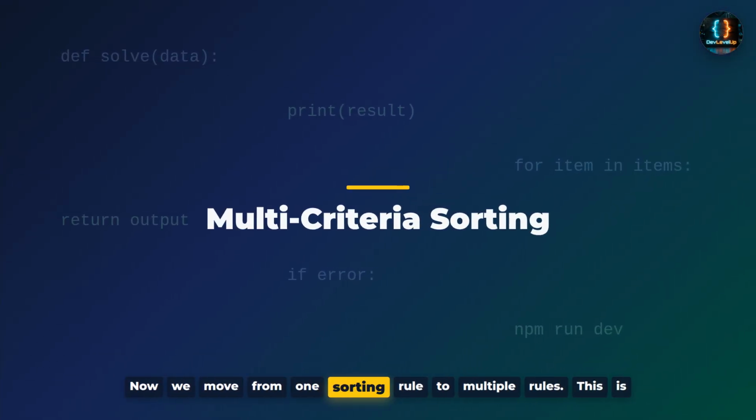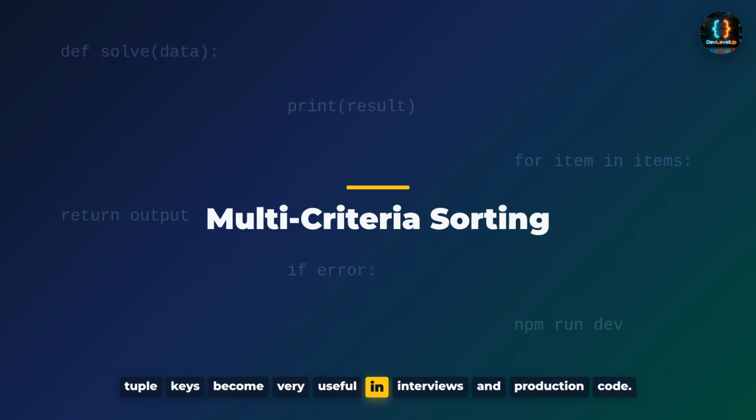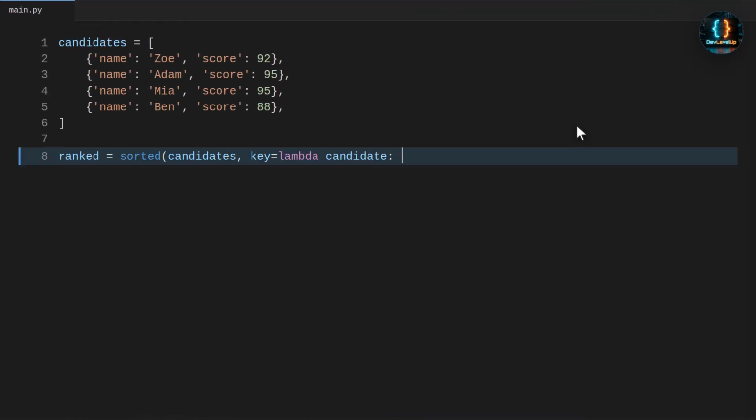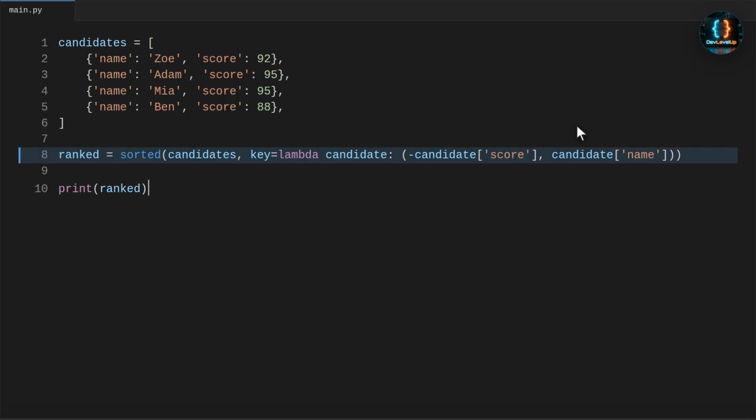Now we move from one sorting rule to multiple rules. This is where tuple keys become very useful in interviews and production code. Sometimes one field is not enough. In this candidate list, the main rule is higher score first, and tied scores should be ordered by name. We return a tuple from the key function, then run the script to see both rules applied.